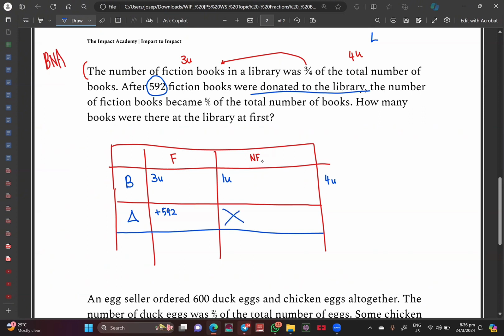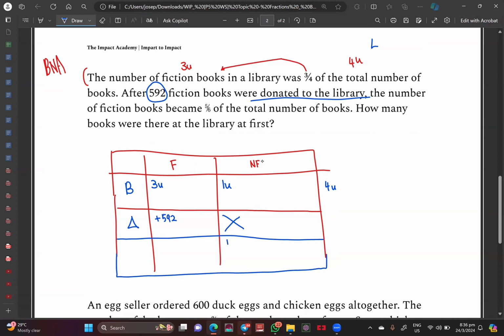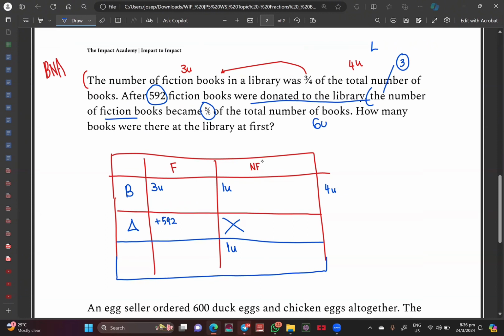Did I add anything to the non-fiction? Not at all. So what I want to do right now is to say that non-fiction still remains as 1 unit. And they continue to tell us in sentence number 3 that the number of fiction books became 5/6 of the total number of books. So the total number of books has to be 6 units. Fiction books is still 5 units. This is 5 units over here. And as you can see, the total has to be 6 units. And this is my after.